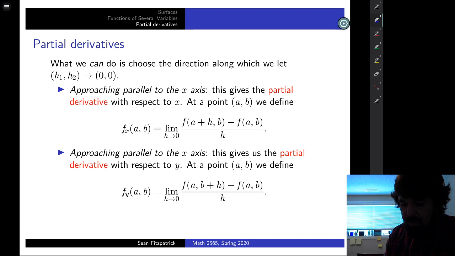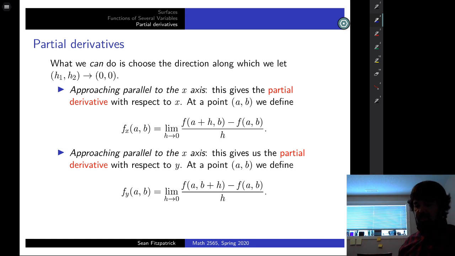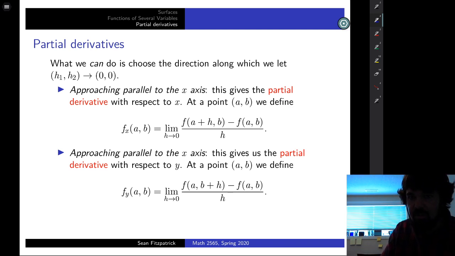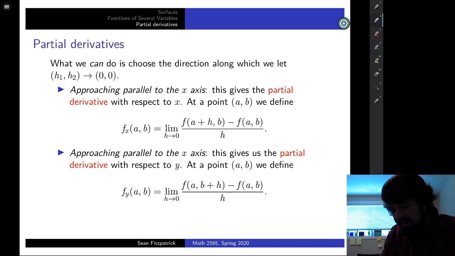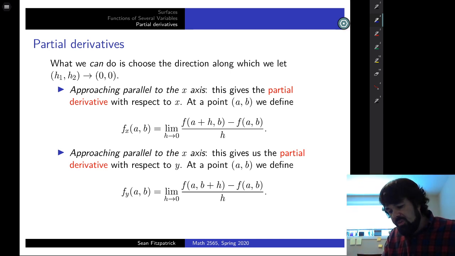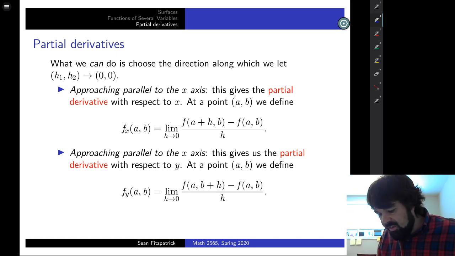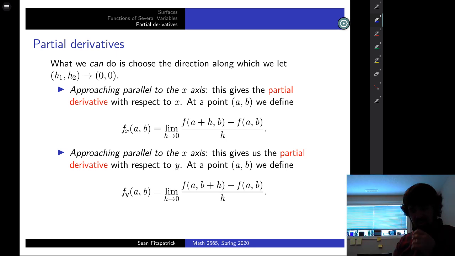So basically what you do is you say, okay, we tried to set up this limit, and it doesn't work because the answer depends on the direction you take, the path along which you let this h approach 0. And so you say, well, why don't we just choose paths, right? Each path that we choose does give us a definite answer. So let's try approaching in a direction parallel to the x-axis or a direction parallel to the y-axis, and see what we get. And what you get are these partial derivatives.